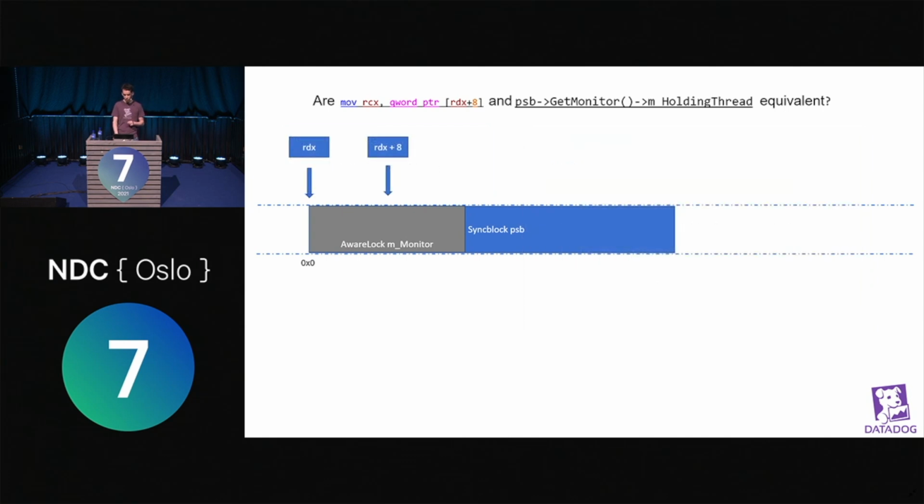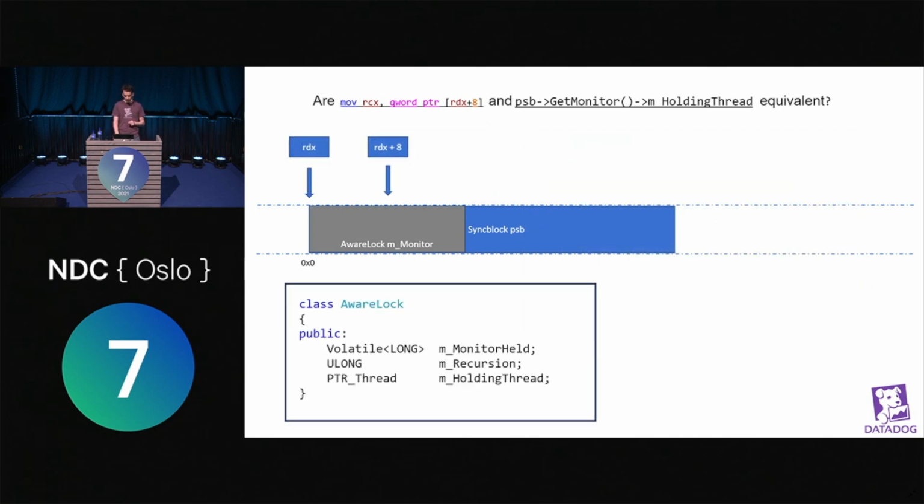Then I checked the structure of the AwareLock, and it has 3 fields. The first one is m_MonitorHeld. It's the first field, so it's going to be stored at the beginning of the object at offset 0. And it's a LONG, which is 4 bytes, so it's going to end at 0x4. Then we have m_Recursion, which is going to be stored next to the previous field, at offset 0x4. And it's an unsigned long, which is 4 bytes, so it's going to end at offset 0x8.